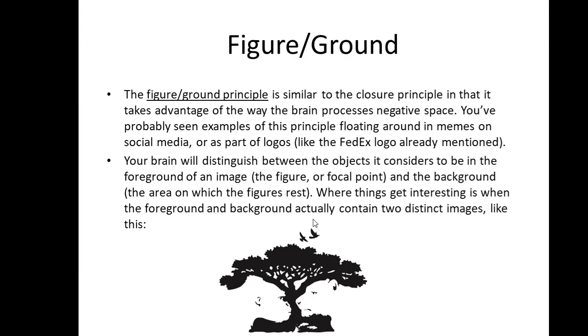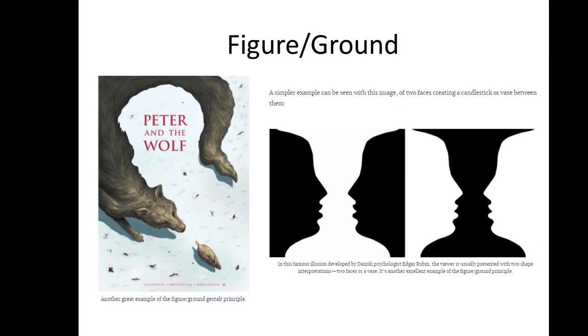Where things get interesting is when the foreground and background actually contain two distinct images like this. Here, if you consider the black as your foreground, it's actually a tree and we have birds here. But if we use white as your foreground, you can see two animals, I think an ape and a lion or a tiger. Here is another example of figure-ground. If you consider this as your figure, then you have the shape of a man. If you consider this, then you have a wolf. If you consider the white, it's like a base, as if you have two persons facing each other. So both of these images.